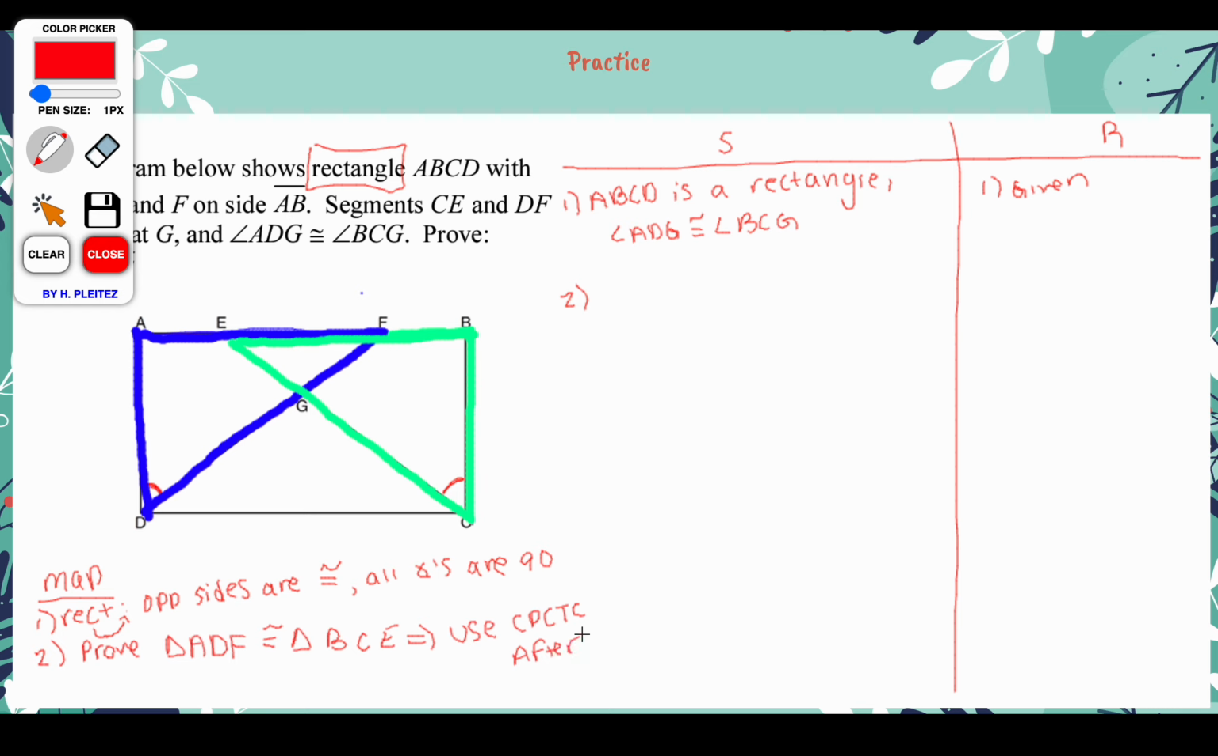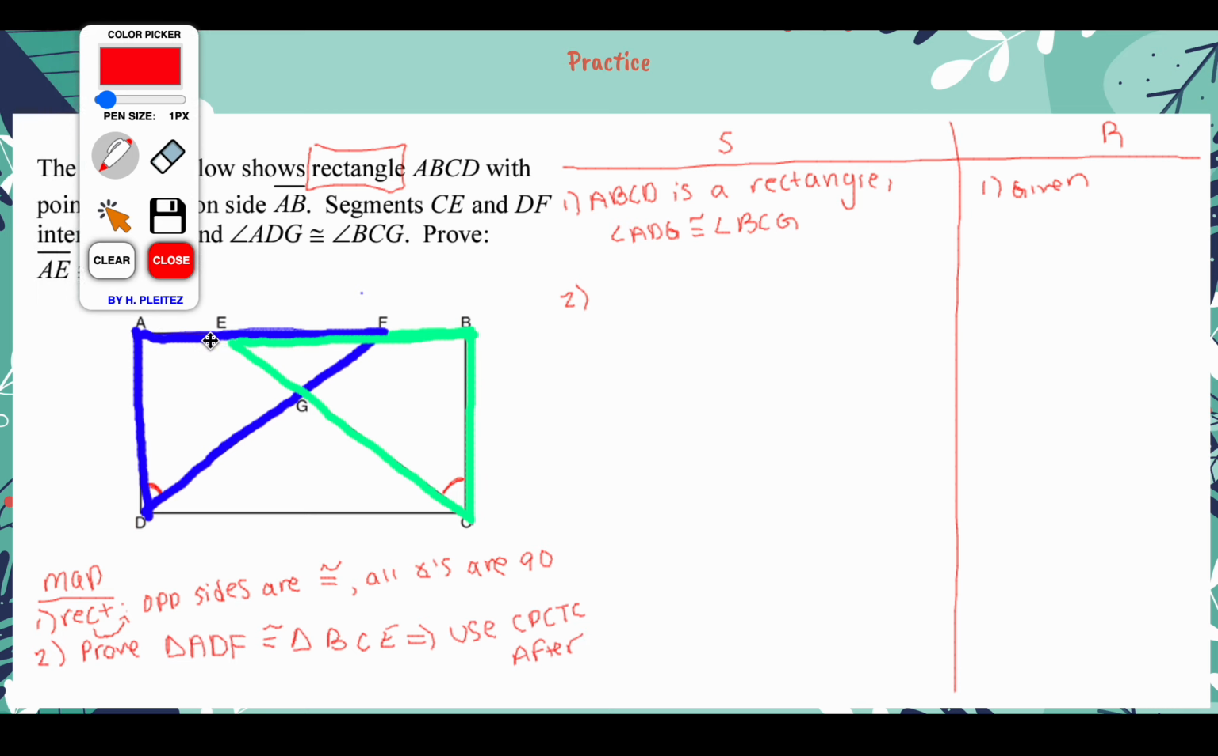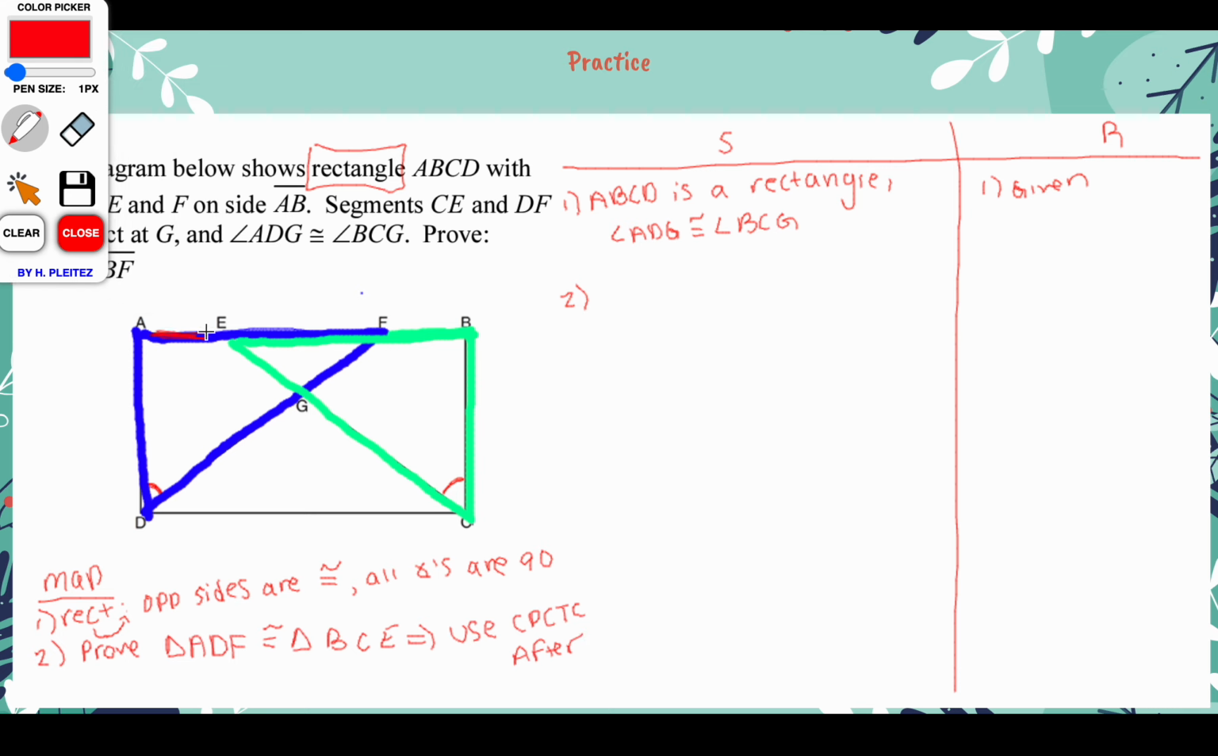And then we'll work on, I know this is going to be addition or subtraction. Again, I know it's addition or subtraction because what we're trying to prove, AE and BF, those are not parts of sides of triangles. So we need to either use addition or subtraction after we use CPCTC, but we'll address that a little bit later. So my second statement is going to address the properties of our rectangle.